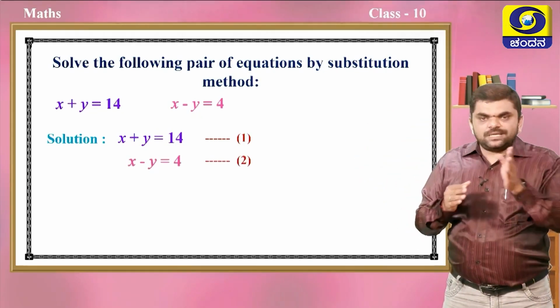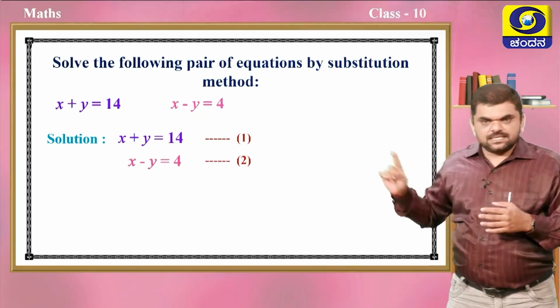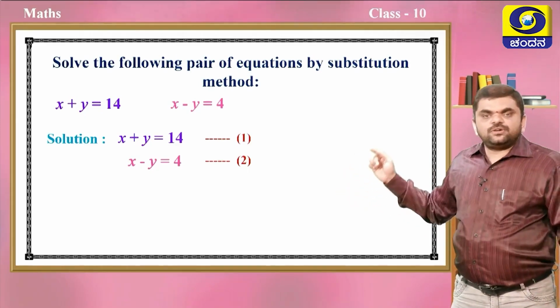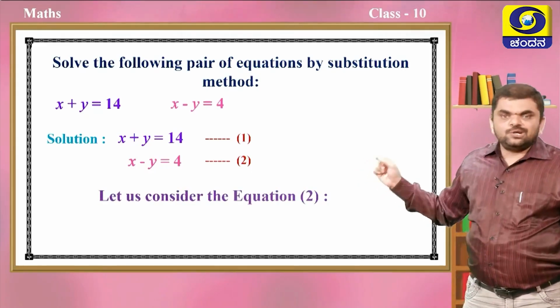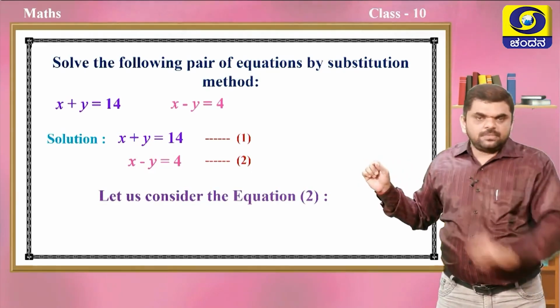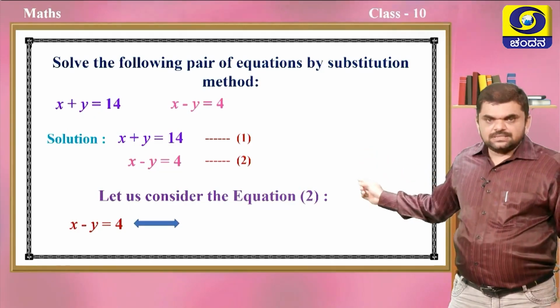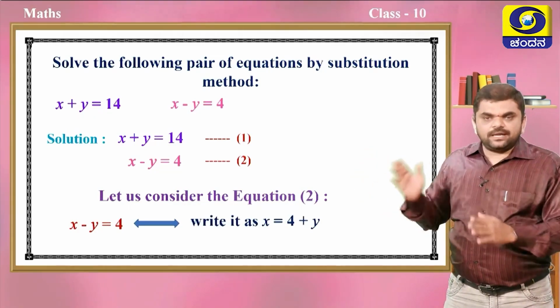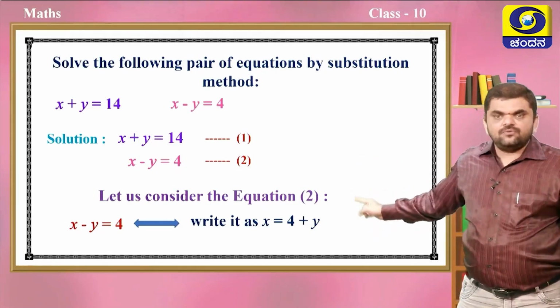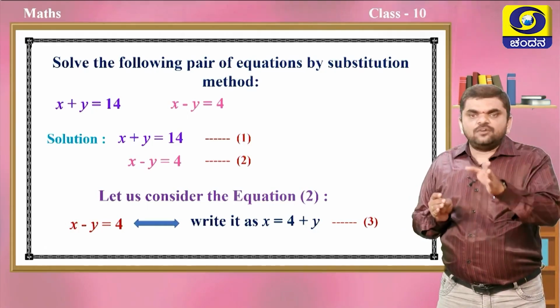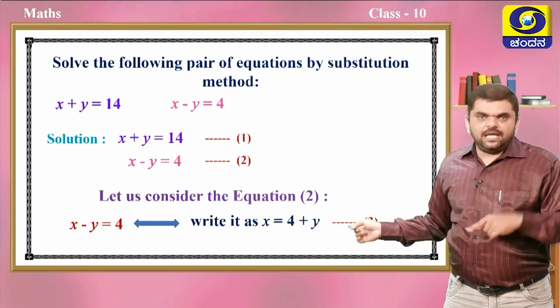Now x plus y is equal to 14, let us keep this as equation number 1, and x minus y is equal to 4, let us keep this as equation number 2. Consider equation number 2. X minus y is equal to 4, just transfer y to RHS, we will get x is equal to 4 plus y. Substitute the value of x, that is equation number 3, in equation number 1.